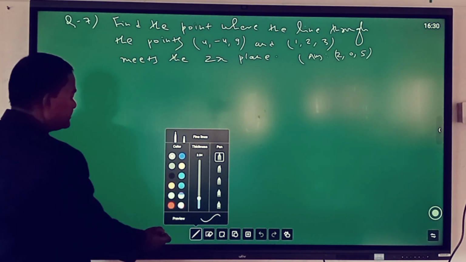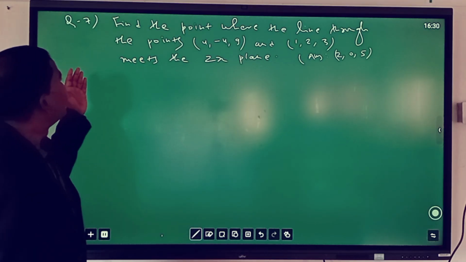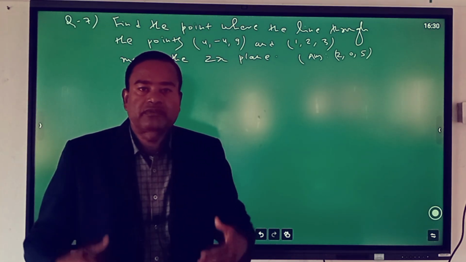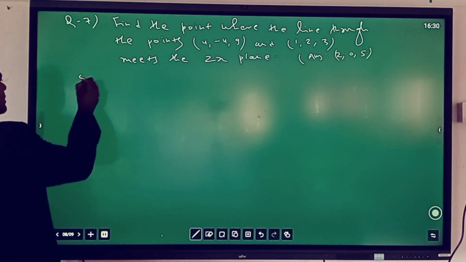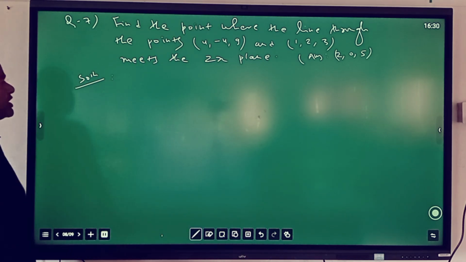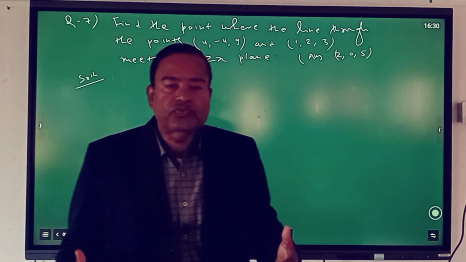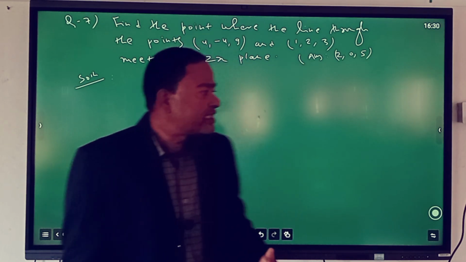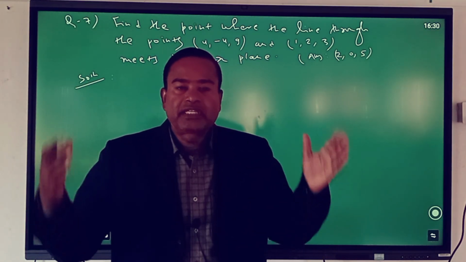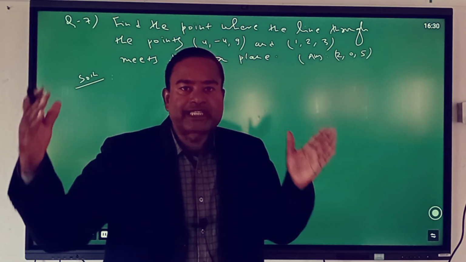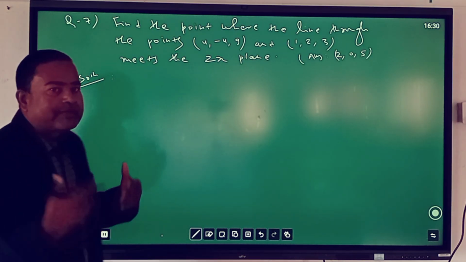Dear students, next we are going to solve question number 7, which is the second last question of this lecture 2. Here we go. Dear students, the question number 7 is similar to question number 6. In question number 6, we have found the ratio in which the xy plane divides the join of any 2 points in space. And here also the question is of the same type.